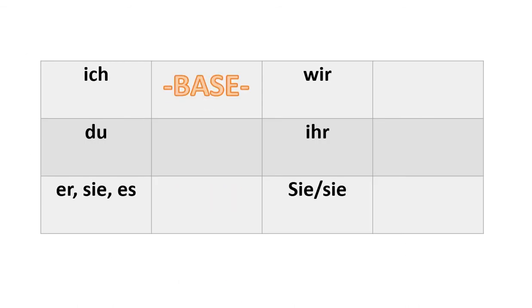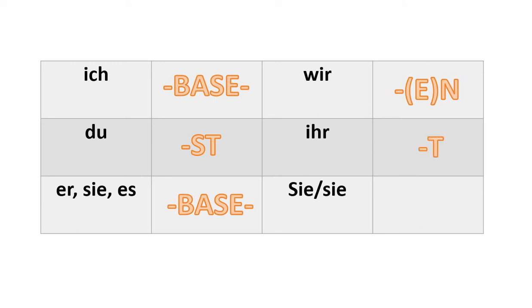Okay, so we have the base, which we'll learn what the bases of the modals are. For du, we have an st ending. For er, sie, es, it's the simple base again, which we'll have to look at and learn. Wir depends on whether or not the base ends in an E. If the base ends in an E, then we just put an N. But if the base does not end in an E, like aß for to eat, then we add the en. Wir aßen Pizza, we ate pizza. T for ihr, and once again, sie, the en or n, depending.